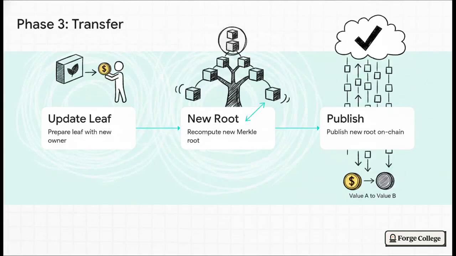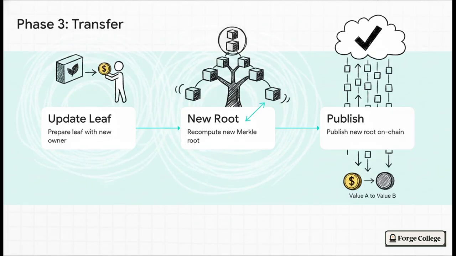Finally, Phase 3, transferring. Let's say you sell that NFT. How does the network know? Well, an off-chain coordinator prepares an updated leaf showing you as the new owner. It recomputes the brand new Merkle root for the whole tree and then publishes that new root on-chain. Notice how the chain never stores the giant token blob? It merely records that the master anchor changed from value A to value B and enforces the signature rules. It's wildly efficient.